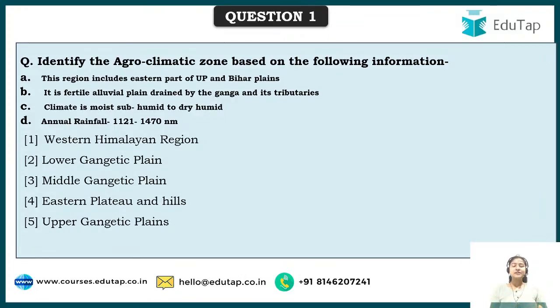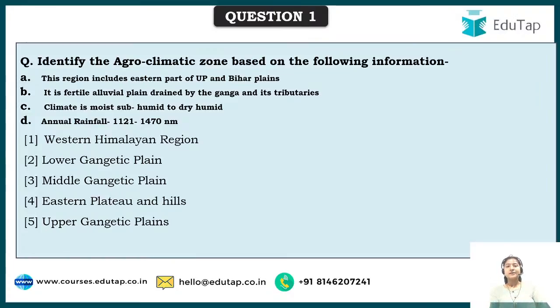Okay, so let's start with this chapter, and the first question says, identify the agroclimatic zones based on the following information. So first of all, what is agrometeorology? If we break the term, meteorology basically means the study of climate or weather, right? And when I say agrometeorology, when you study weather and then apply whatever you have studied in the agriculture sector, that is known as agrometeorology.